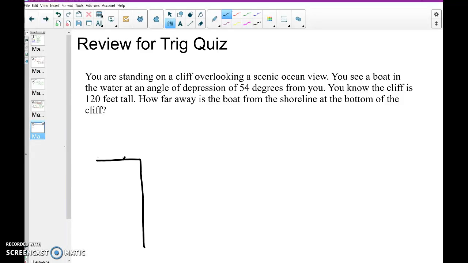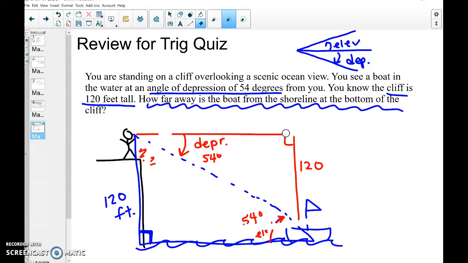So you are standing at the top of a cliff overlooking the lovely ocean view. Wouldn't that be nice right now? I wish we were at the ocean. All right, ignore that for a second.